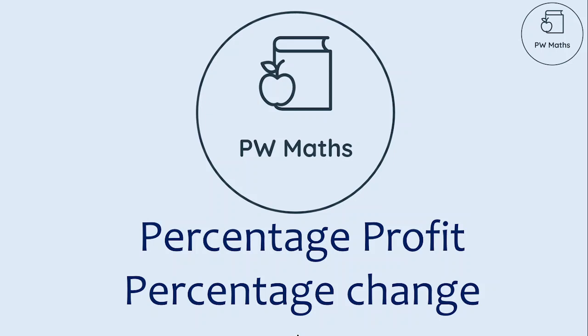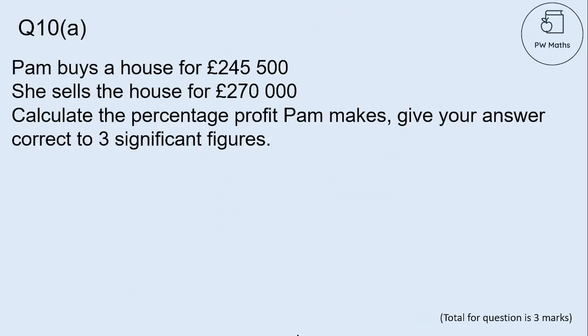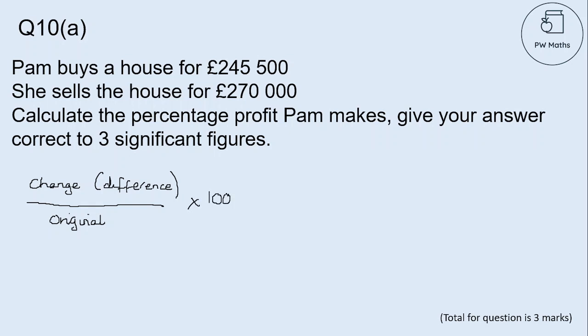We're going to look at some percentage profit questions, also might be called percentage change. So first of all, percentage change is worked out, let's look at the formula, by finding the change or the difference, and then dividing it by the original price, and then multiplying that by 100. Percentage is always out of 100.